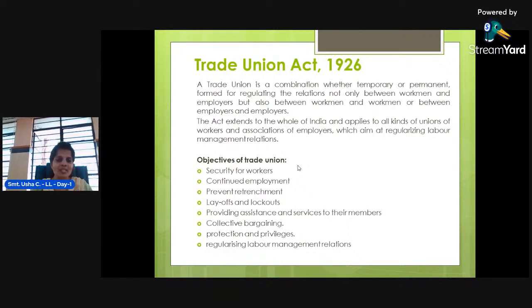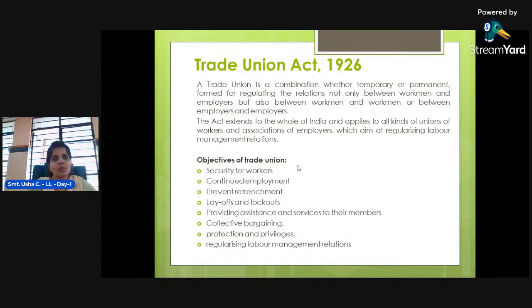So that registered association is called what? Trade union. It is a group of employees. Union means a group of people. Trade union is a group of employees of an organization, and it was established mainly with the intention of protecting them from exploitation by the employers and to avail the benefits.